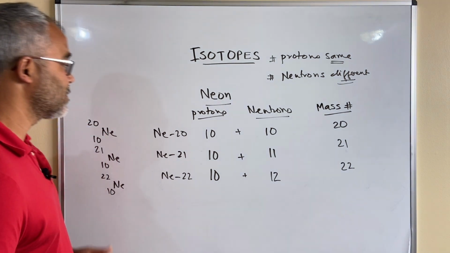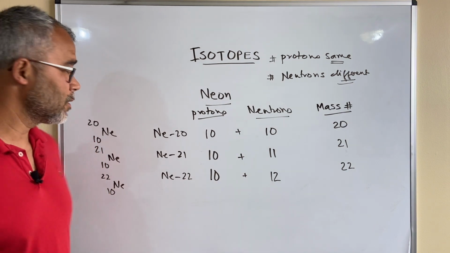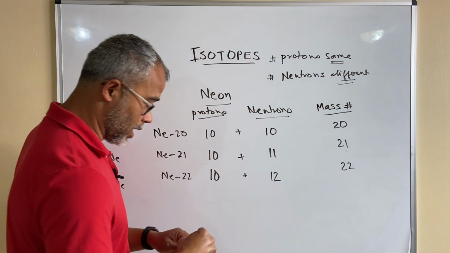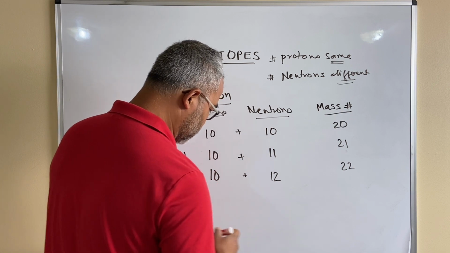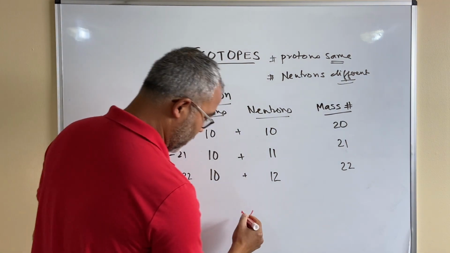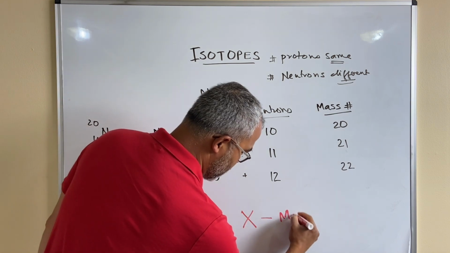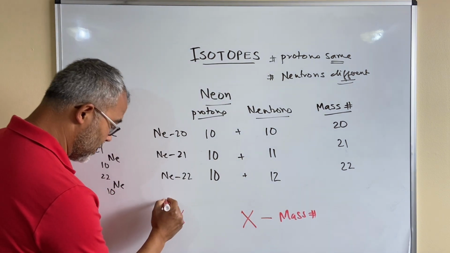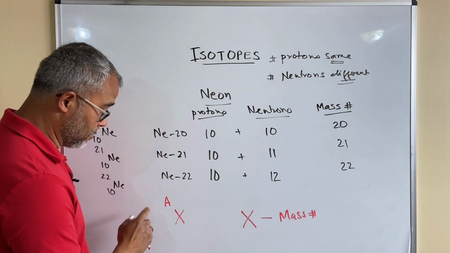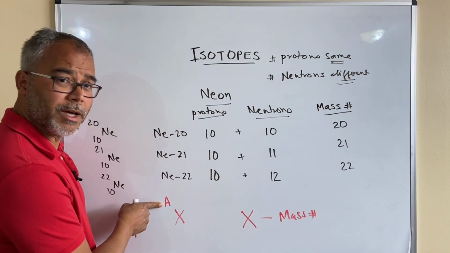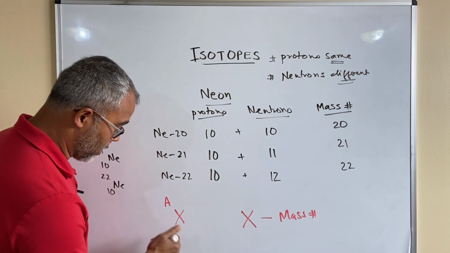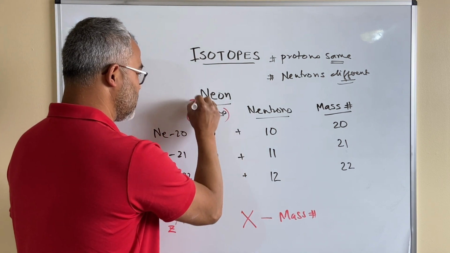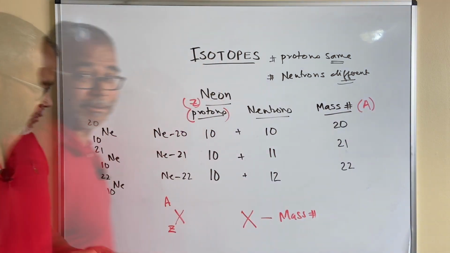So to summarize how we write isotopes, okay? Let's call the chemical symbol X. The mass number is written out here, so that's one way. And the other way is if you have the chemical symbol X out here, then the mass number, represented by A, is written on top, and the atomic number, represented by Z, is written below. So just as a reminder, the number of protons is Z and the mass number is A.